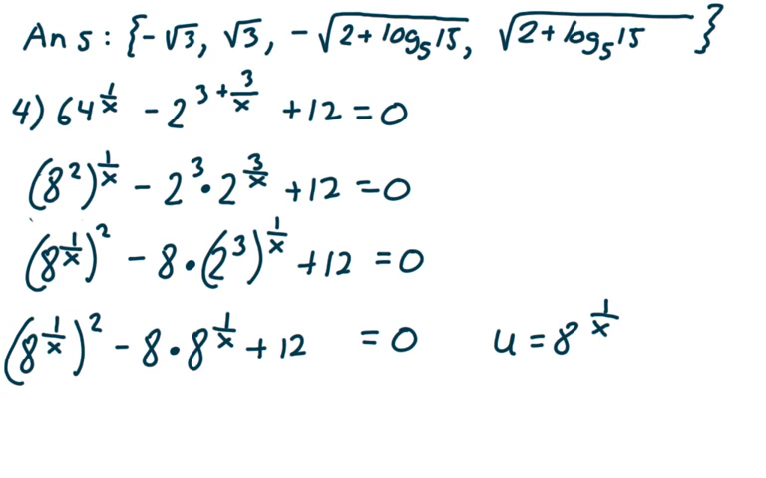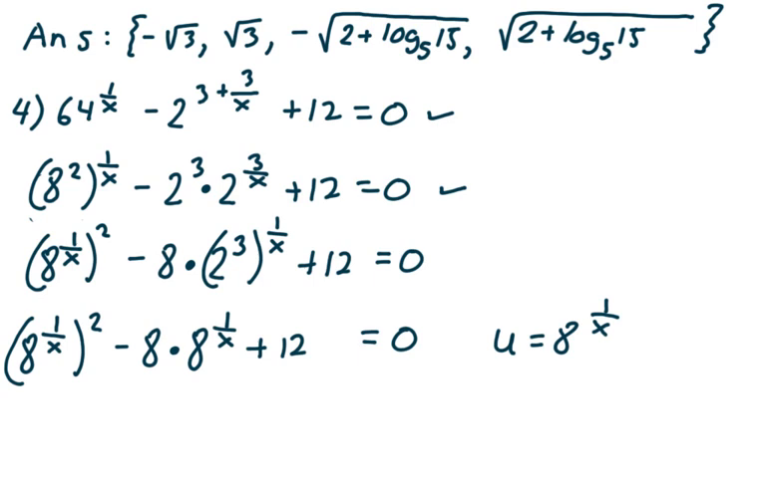So in example 4, we have 64 to the 1 over x minus 2 to the 3 plus 3 over x plus 12 equals 0. Now remember, 64 is 8 squared. So on the next line, I'm going to write 8 squared to the 1 over x minus 2 to the third times 2 to the 3 over x plus 12 equals 0.